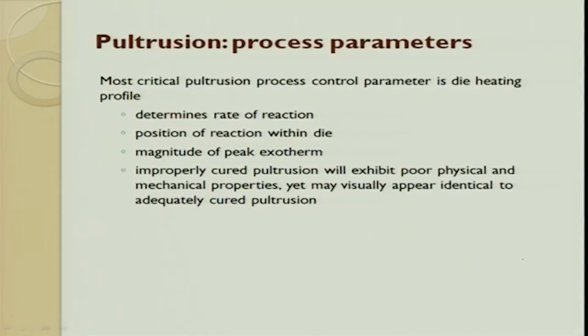The process parameters which are involved, the most critical parameters are the rate of reaction, the position of reaction within the die, that is very important, and the magnitude of the peak exotherm, because as it is curing there will be a heat release. Improperly cured pultrusion will exhibit poor physical and mechanical properties which visually might look okay, but when put in service condition might fail early.